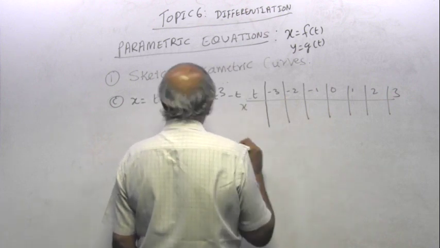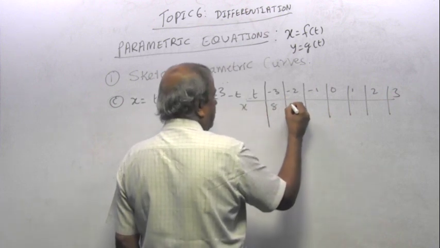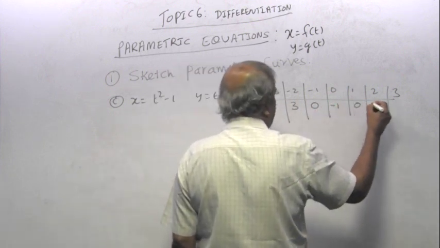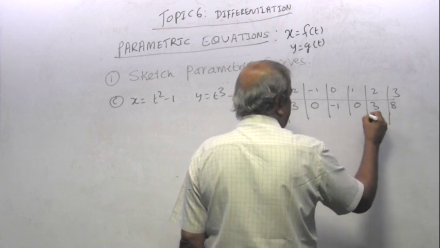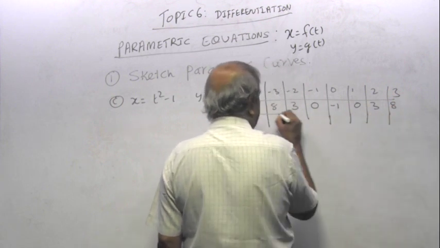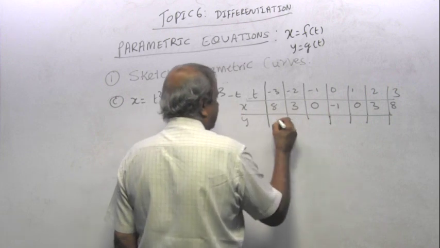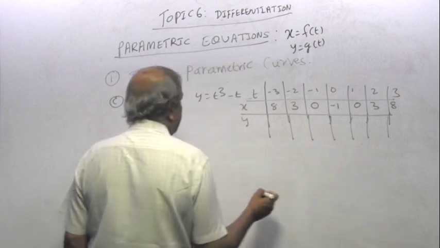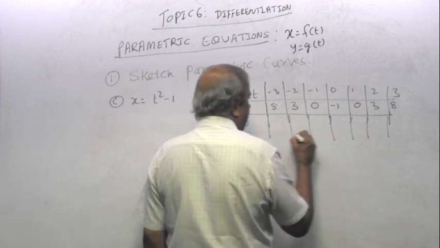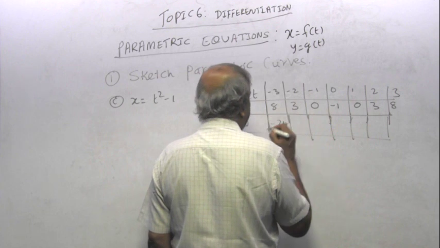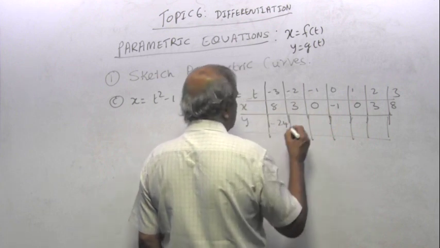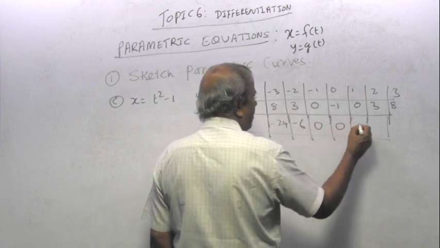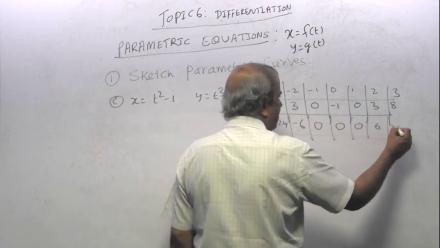Let's write the values of x. 9 minus 1 is 8, 4 minus 1 is 3, 1 minus 1 is 0, minus 1, 0, 3 and 8. Very good. Now values of y are interesting. Values of y, t cubed minus t. Minus 27 plus 3 is minus 24. Minus 8 plus 2 is minus 6. Minus 1 plus 1 is 0. Then 0, 0, 6 and 24.